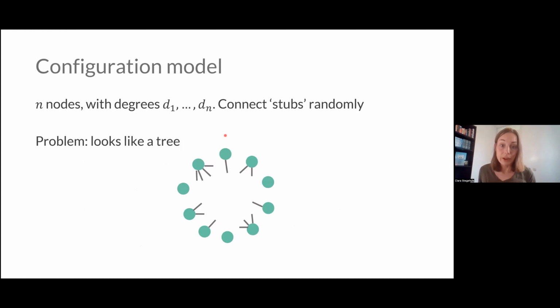So I already said before that this configuration model often generates networks that look almost like a tree. So you will see a few triangles, you will see a few cliques, but not so many of them. And we know that this is really unrealistic. So in real networks, of course, we have many triangles. Friends of your friends are also very likely to be friends as well.